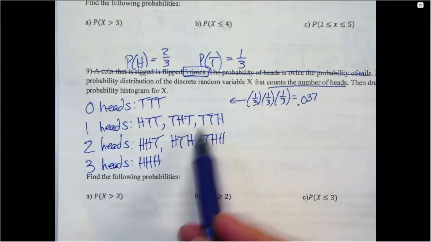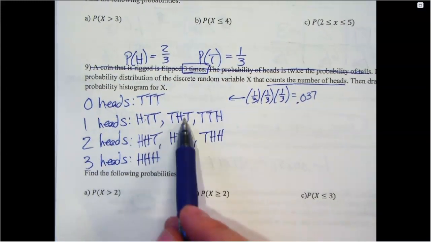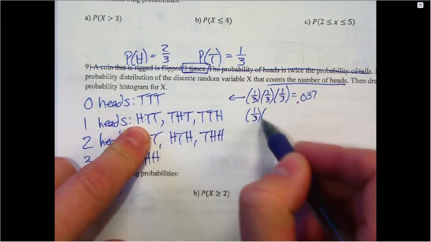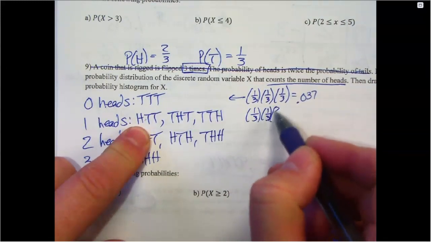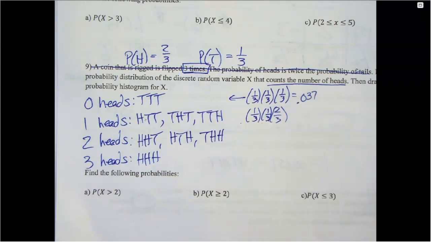And then this is where the real time saver comes in. All 3 of these have the same probability. They're all 2 tails and 1 head. So it's 1/3, 1/3, 2/3. And the order doesn't matter when you multiply, right? Like 4 times 2 is the same as 2 times 4.